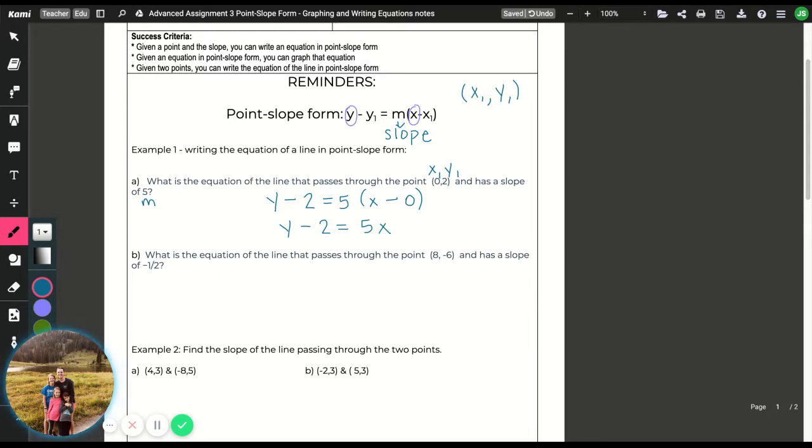So here would be a great time for you to pause the video and try this second equation on your own if you want.